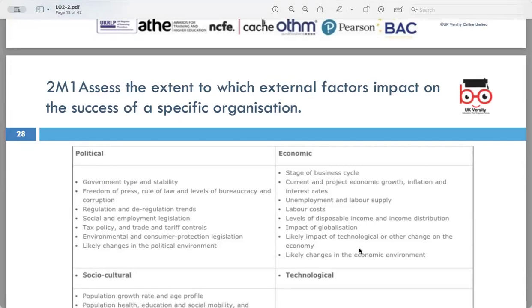Assess the extent to which external factors impact on the success of a specific organization.